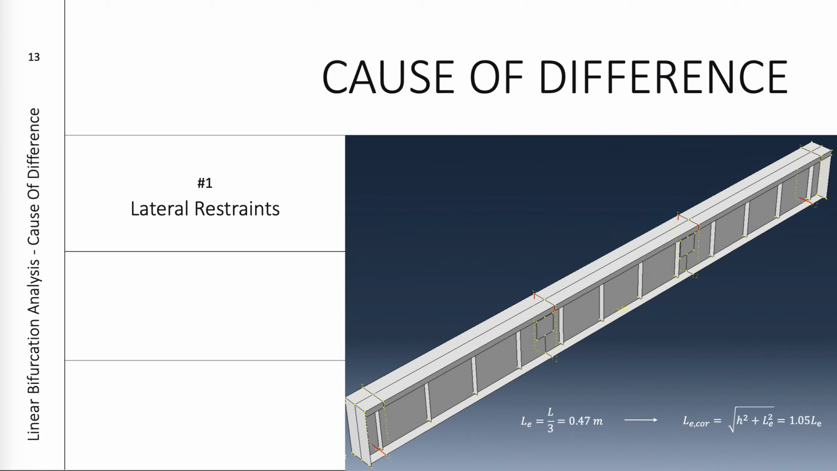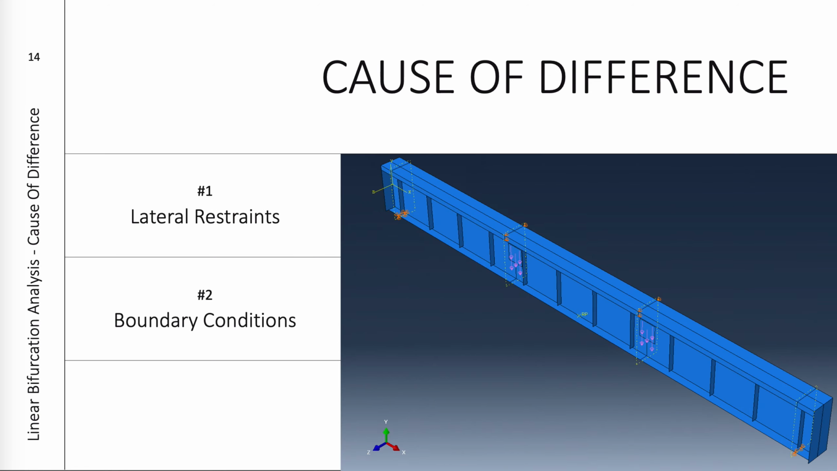This resulted in an underestimation of effective length for the calculation of the critical moment, which further magnified by the lateral restraints on the opposite flanges. For a more accurate representation of LTB, the new effective length should be corrected by considering the length of the diagonal. The next cause of difference is the definition of boundary conditions.